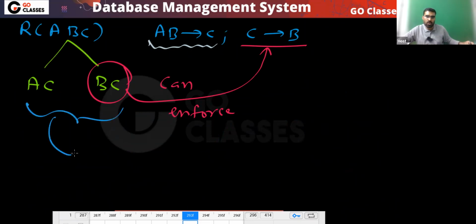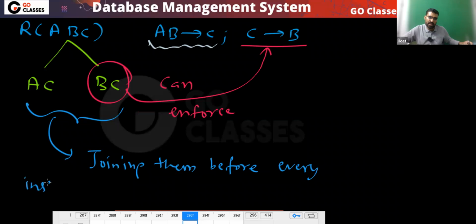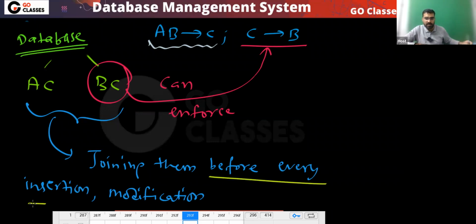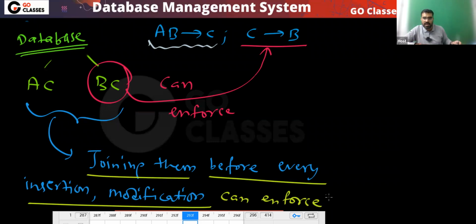So joining them before every insertion or modification can enforce AB determining C. Okay, so join and infer. This is your database, and this is what I'm saying.